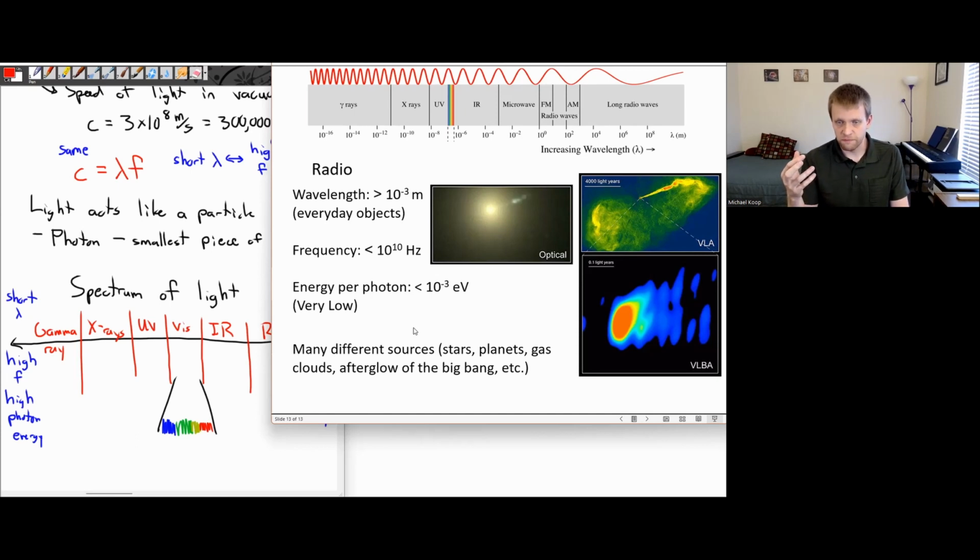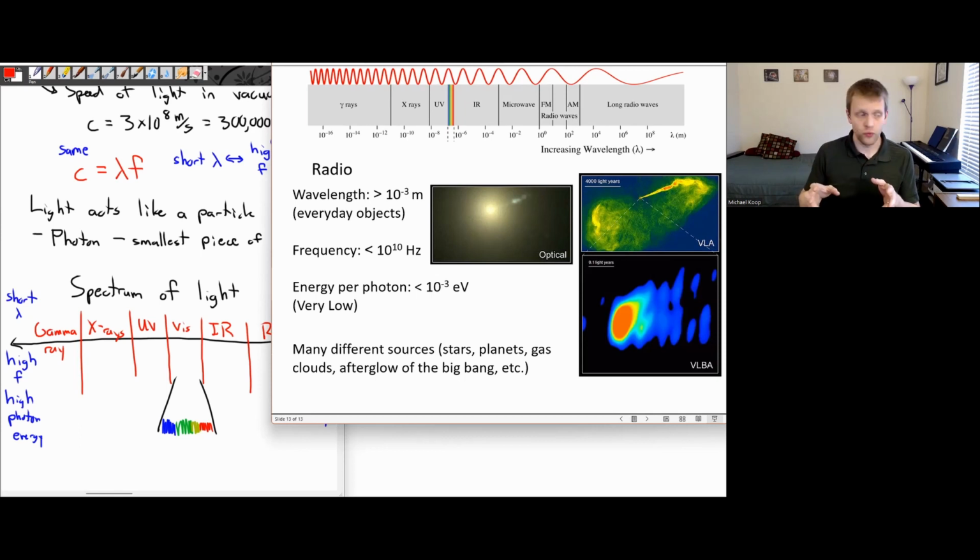Radio waves can be given off by stars, planets, gas clouds, even the afterglow of the Big Bang, the leftover radiation from that early period of expansion in the universe. We can see that afterglow of the Big Bang in this radio part of the spectrum. Again, we'll go into a lot of detail on that much later in the course when we get to talking about the universe on larger and larger scales.